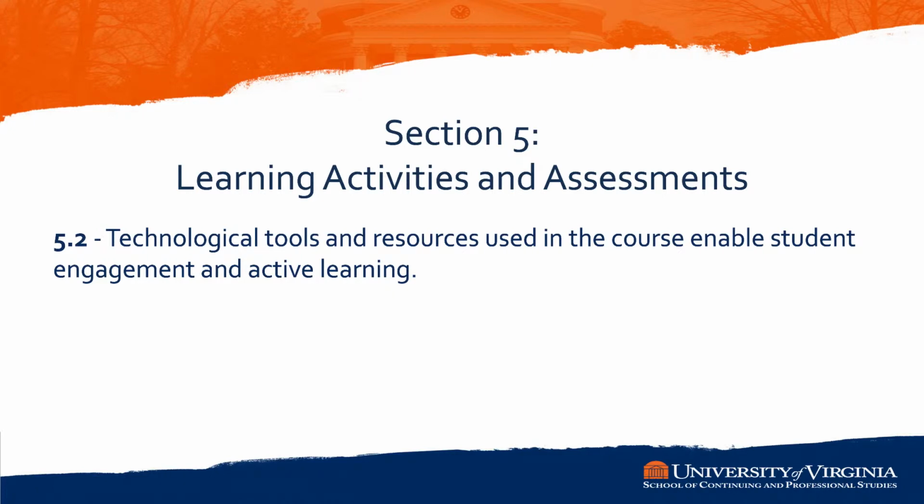Okay, and there are only two objectives for Section 5 of the Course Design Rubric. And so the second one is that technological tools and resources used in the course enable student engagement and active learning. So some ways that an instructor might meet this objective is by using tools from the LMS that facilitate collaboration and enhance peer-to-peer engagement, such as the asynchronous discussion forums, the wiki tool, a blogging tool such as WordPress, or even by using tools from outside of the LMS, such as Google Docs, that allow students to work together on projects.